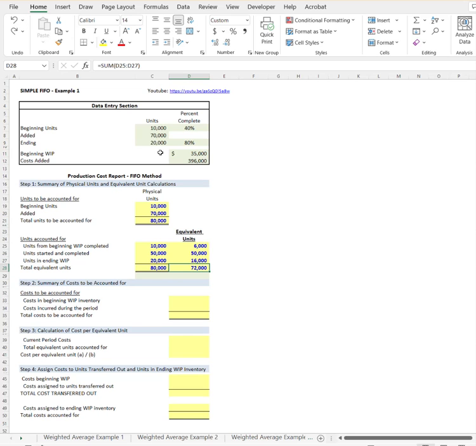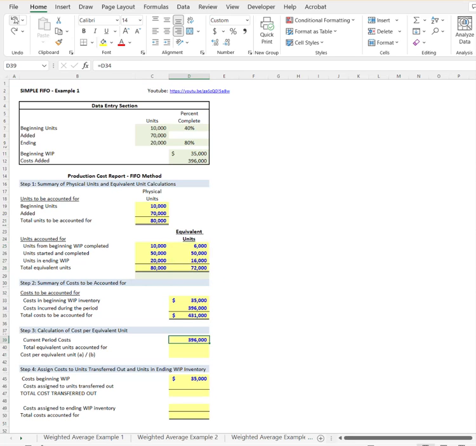From a cost perspective, we were given cost of our beginning work in process and cost added during the period. The 35,000 beginning cost in the FIFO method gets transferred or assigned directly to the units that are transferred out. So let's move that down to step 4, assigning cost to those units transferred out. The cost during the current period, we're told, is 396,000. So we need to account for a total of 431,000. We've already assigned 35,000 to units transferred out, which means we need to assign the cost during the current period to the current period's work.